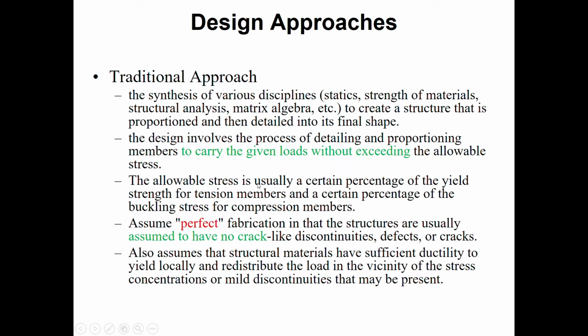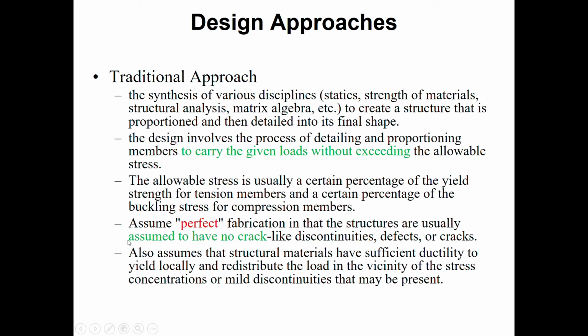The allowable stress is usually a certain percentage of the yield strength for tension members and a certain percentage of the buckling stress for compression members. Alright, the traditional approach always uses the yield strength as the benchmark. Okay, there is some kind of assumption when we use the traditional approach.